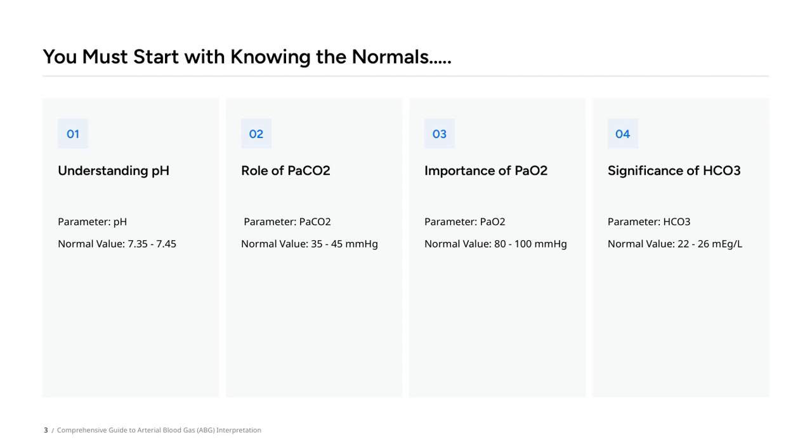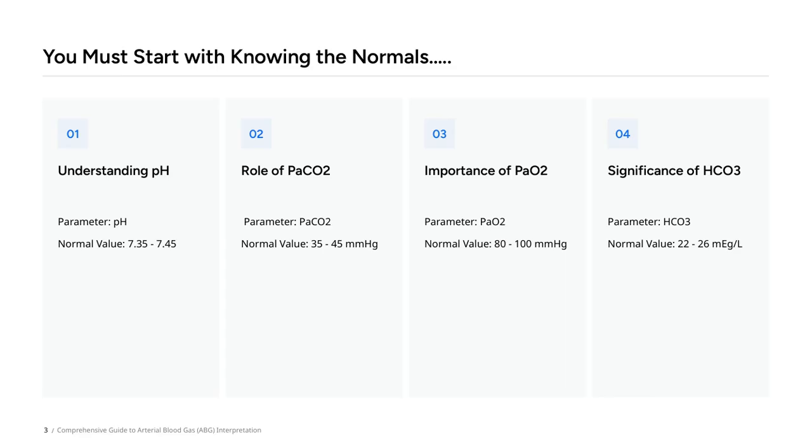First, let's talk about HCO3, or bicarbonate. The normal range is between 22 and 26 mEq/L. This parameter tells us about the metabolic component of acid-base balance. An abnormal HCO3 can indicate metabolic acidosis or alkalosis, so it's crucial to evaluate in context.